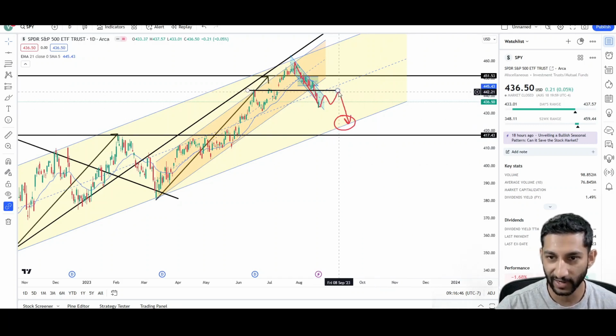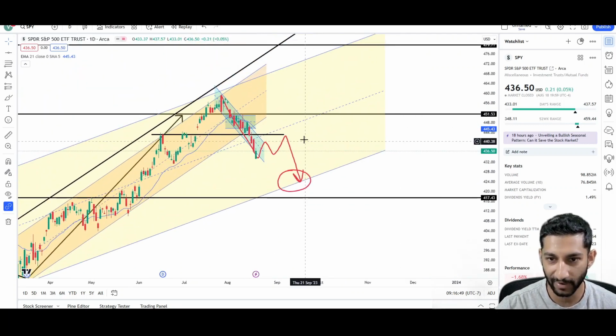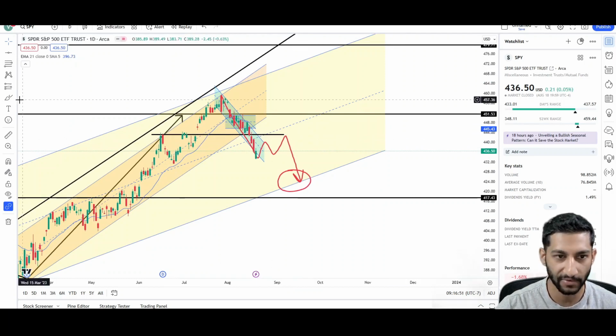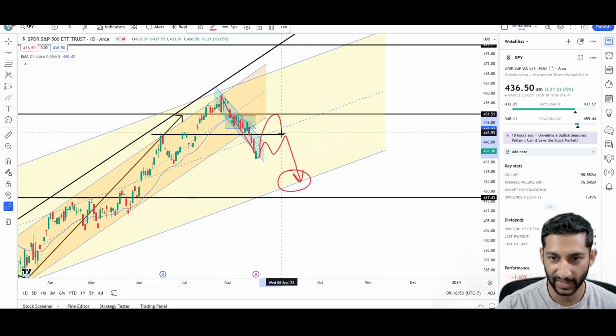If we just rally out of here right now, what I want to see is price get back above the 443 level and hold it. I want to see something like that, and maybe even two times for higher price targets. So that's how I'm looking at the SPY.